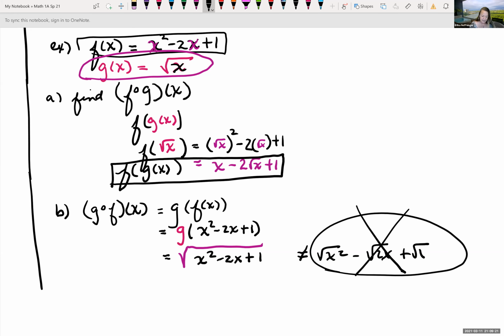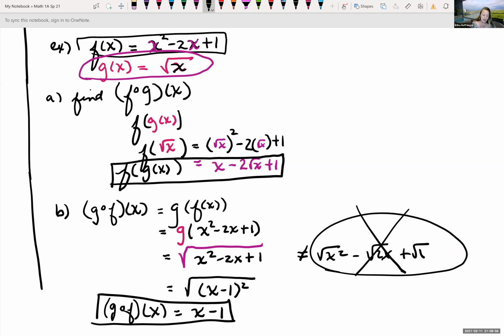But if you notice that trinomial underneath that radical, there are two numbers that multiply to positive 1 and add to negative 2, which are negative 1 and negative 1. And so this is the same thing as x minus 1 quantity squared. And because everything is squared under there, that parentheses, we can cancel out that square root in the square, and this is equal to x minus 1. So notice the opposite direction, g of f of x, was something totally different than we got for f of g of x. So order matters there.